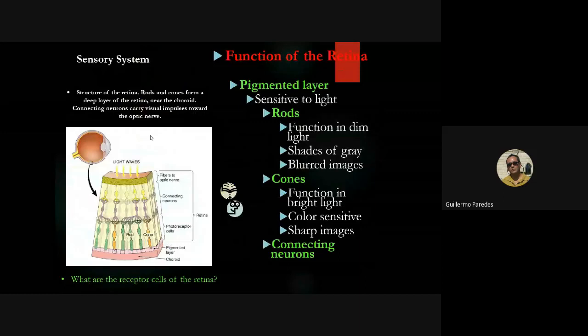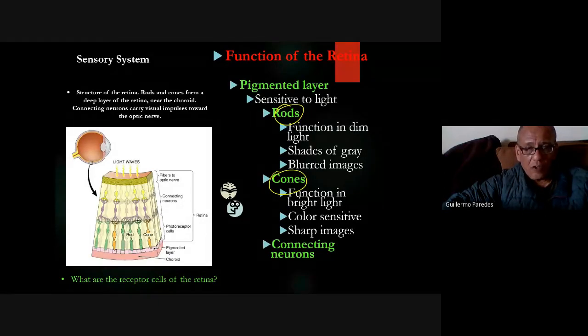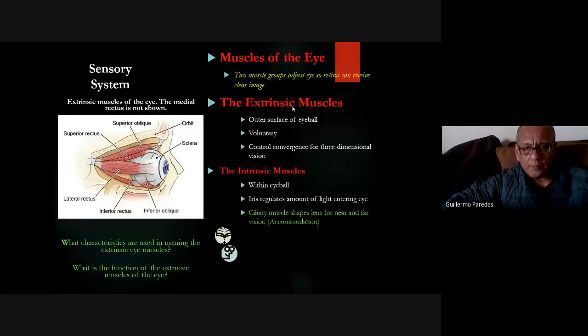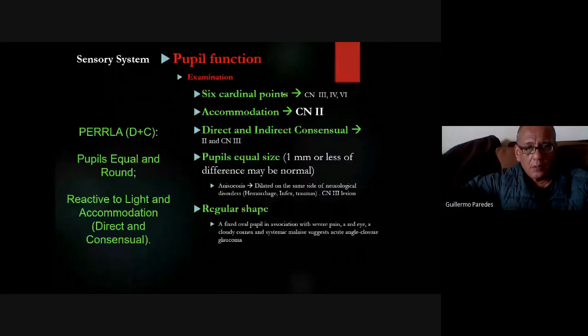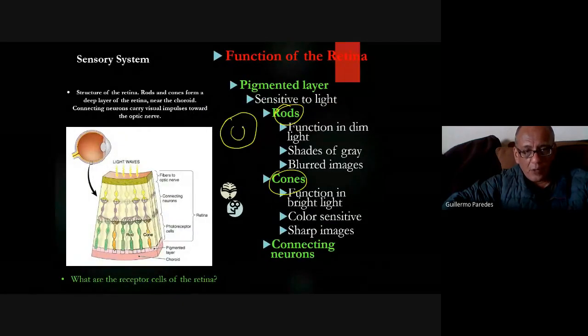Now, one more thing I want to tell you here is this. The rods and the cones. The rods are part of the retina, with higher concentration in the macula, and even higher in the fovea. Where is the fovea? The fovea is the center of the macula. Here we have a higher concentration of rods and cones. The rods are for night vision, and the cones are for color and sharp image.